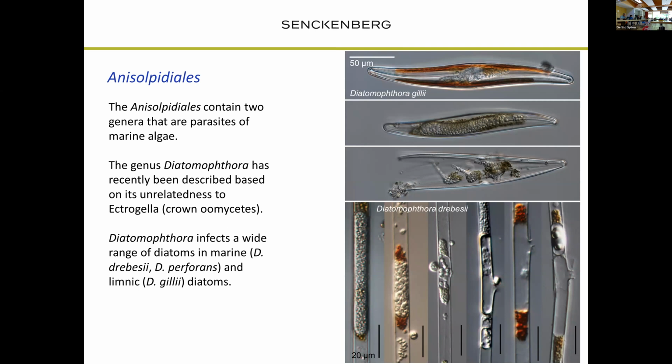The second group in the Anisolpidiales is the genus Diatomophthora that has been pretty recently described. And this is not at all related to Ectrogella. Ectrogella is in the crown Oomycetes and Diatomophthora is in the basal clades. Diatomophthora infects a wide range of marine diatoms. For example, here you can see it in Rhizosolenia in the lower panel, and also limnic diatoms in the upper panel. You can see some Pleurosigma, and they are forming zoospores that will be swarming already within the sporangium, and then they are released through a short discharge tube.